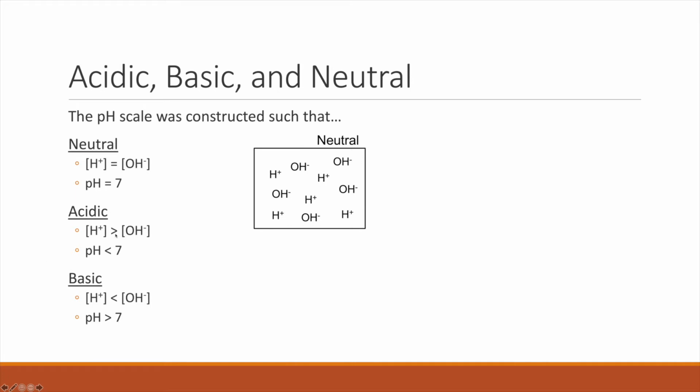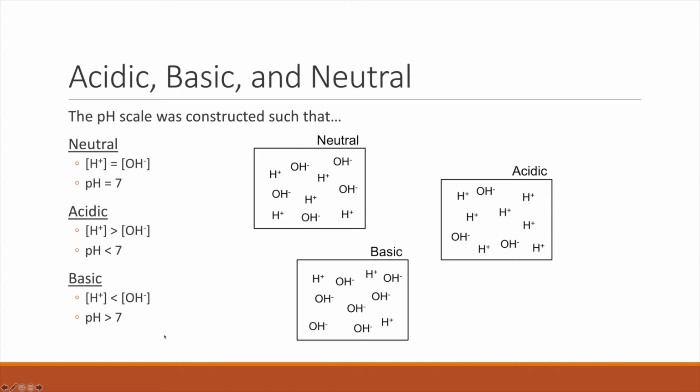Now in acidic, I'm going to have more H pluses than I have OH minuses. This causes pH to be less than 7. So in this diagram, I can see I've got 3 OHs versus 1, 2, 3, 4, 5, 6, 7 H pluses. Basic is the opposite. It's going to have more OHs, which means its pH is greater than 7. So here I've got 3 H pluses and 7 OH minuses.